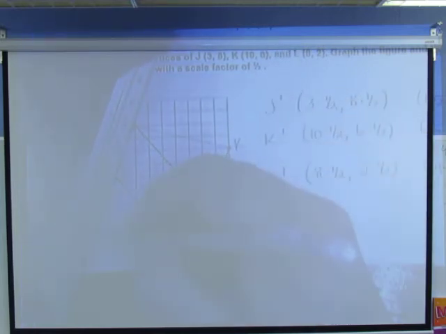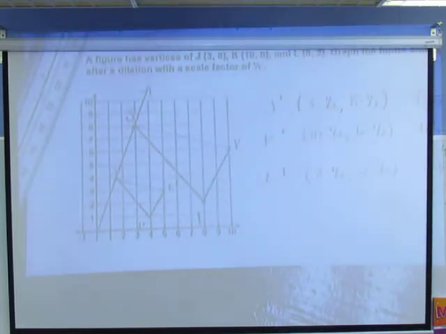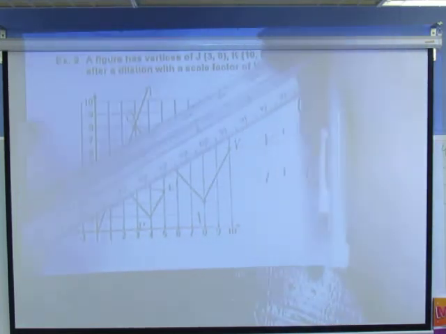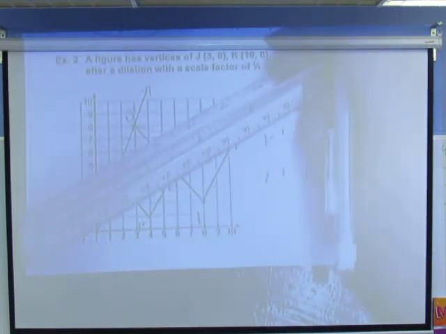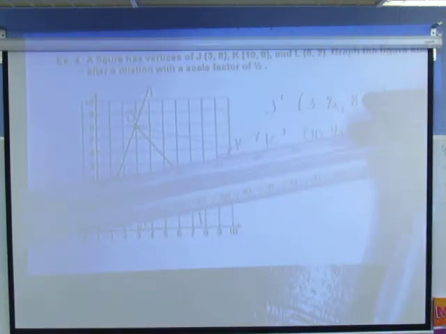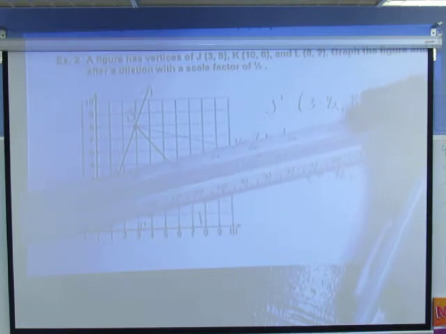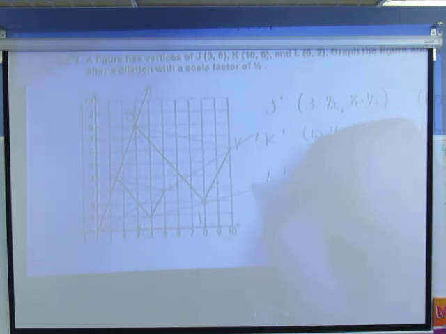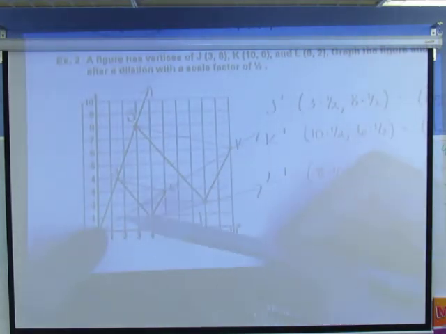So a line would go through those. The origin, K and K prime. And then the origin. So do you see how I can draw a line through J and J prime from the origin, and from the origin through K and K prime and L and L prime?